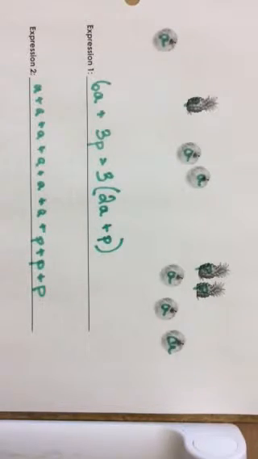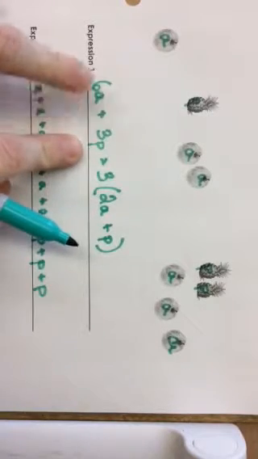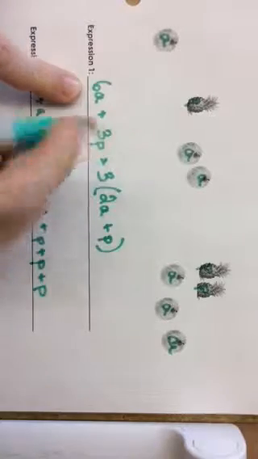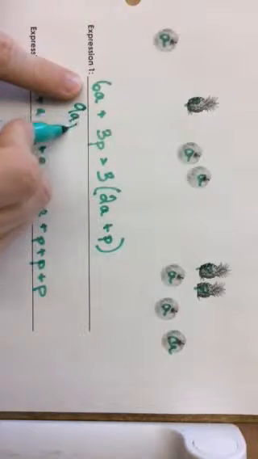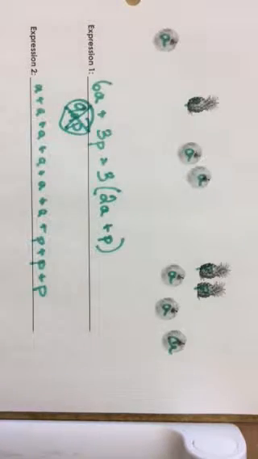So the idea is for you to see that we can't mush these together. One common thing students make is they want to say 6A plus 3P is 9AP. That is a big fat no. Okay? We cannot combine them. The apples and pineapples are not the same fruit. Okay, so that's the whole objective of that.